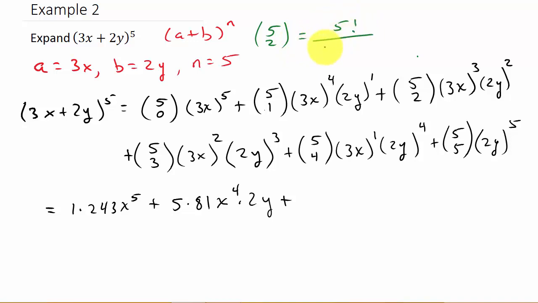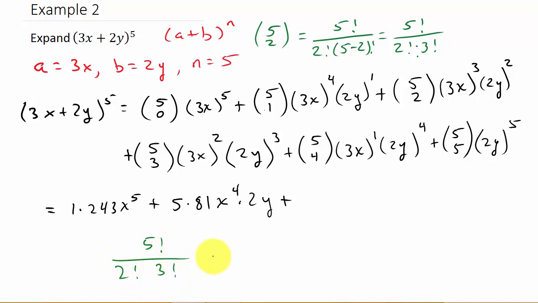5 factorial over 2 factorial times 5 minus 2 factorial, which equals 5 factorial over 2 factorial times 3 factorial. Okay. All right. So now, we might need to write all this one out. Let's come down here and do it so I have some room. So I've got 5 factorial over 2 factorial times 3 factorial.